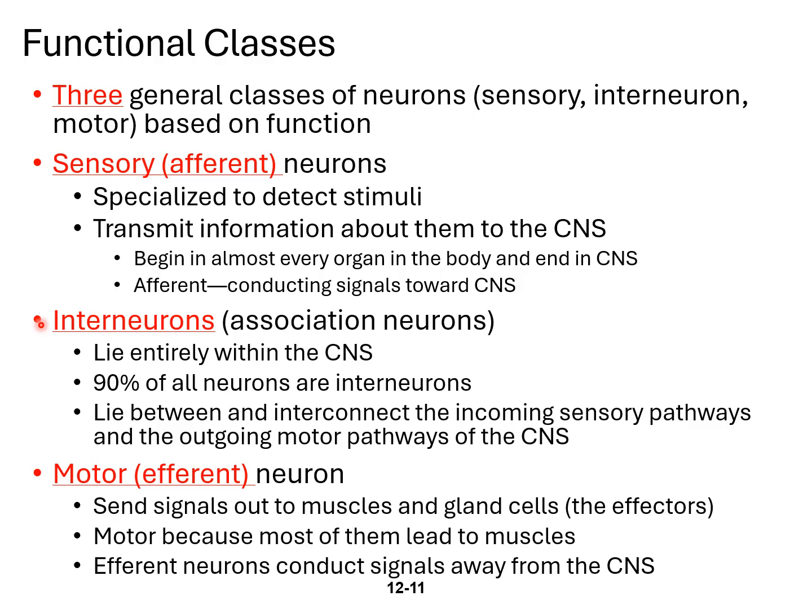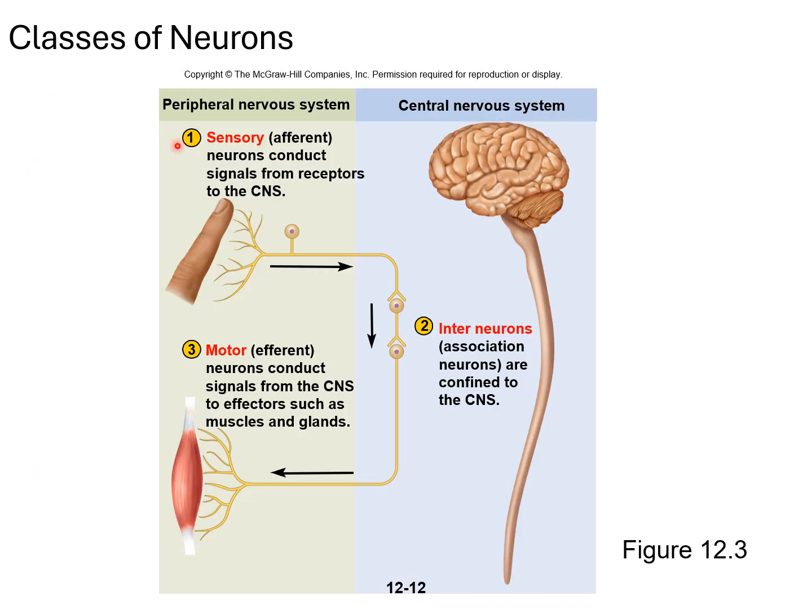The interneurons, I kind of mentioned, 90% of all neurons are interneurons because the brain is made up of neurons, and all of those neurons in the brain, a lot of them are interneurons because they are doing some type of processing. The motor, efferent, signals to muscle or glands or the effectors. Here's an example. So the sensory touch, pressure, pain comes into the central nervous system, where an interneuron can say, okay, something's happening here, and then send that off to an efferent or motor neuron that can do some type of action.